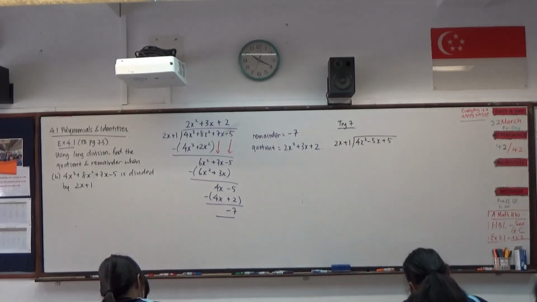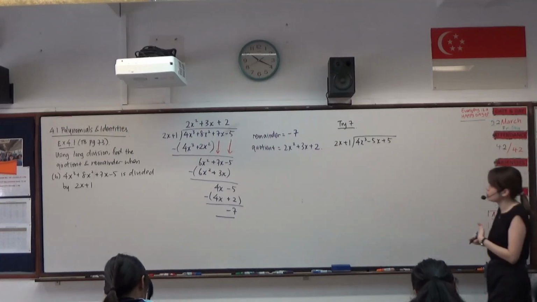Okay, try 7. We are again trying to do this division. We're trying to find the remainder and quotient. Okay, why do I say that it's slightly different? I'll show you in a moment.